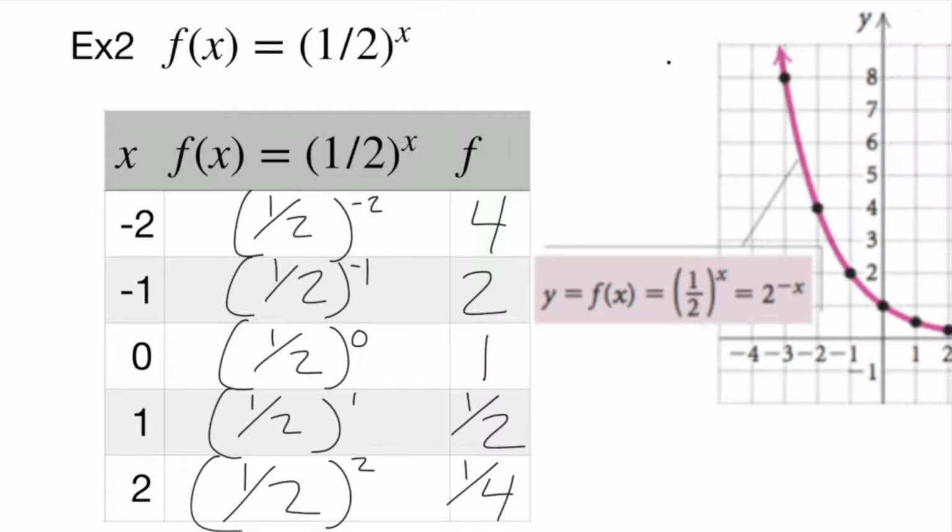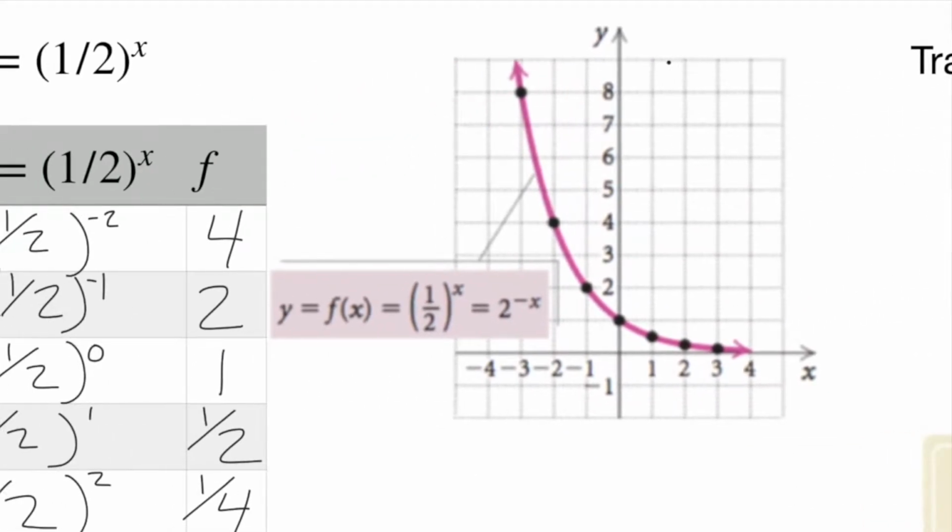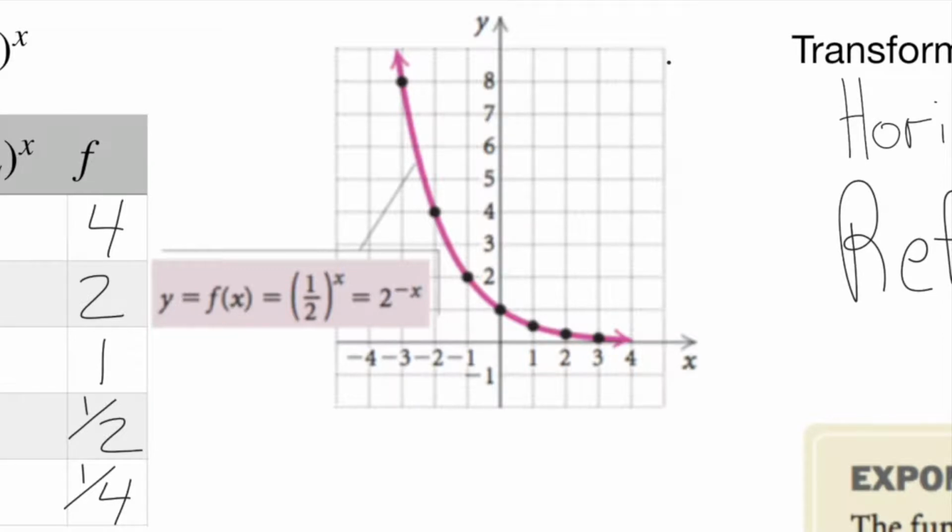Another way to say it would be if you take this negative 1 and distribute it to the 2, then you get 1 over 2 to the negative 1, so the 2 comes up to the numerator, and you get 2. Anyway, 1 half to the negative 2 would be 4, for all the same reasons. If you plot all those points, you get something like this. 8, 4, 2, 1, 1 half, 1 fourth, 1 eighth, 1 16th.